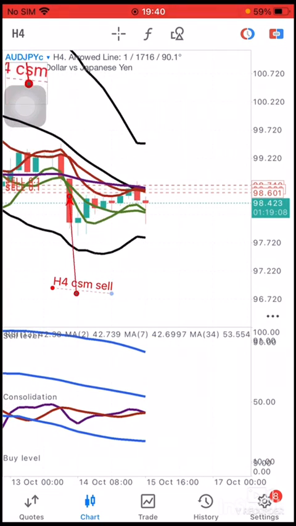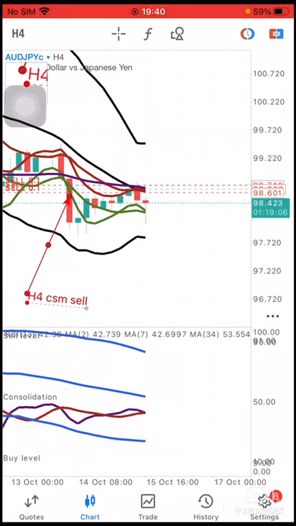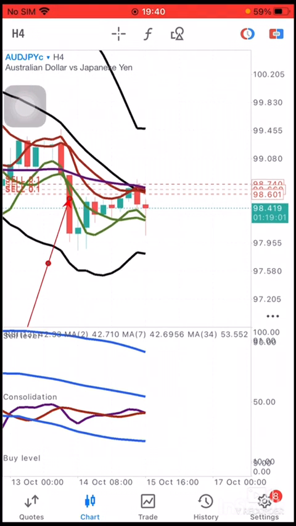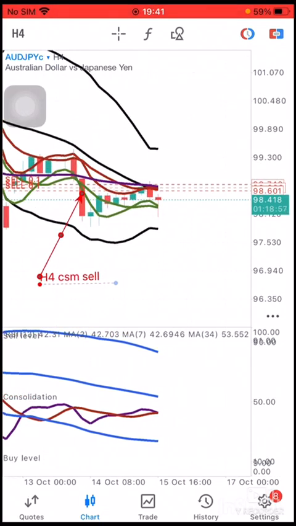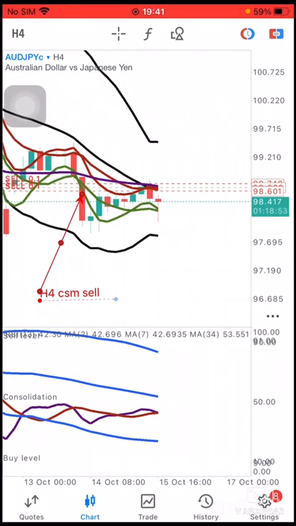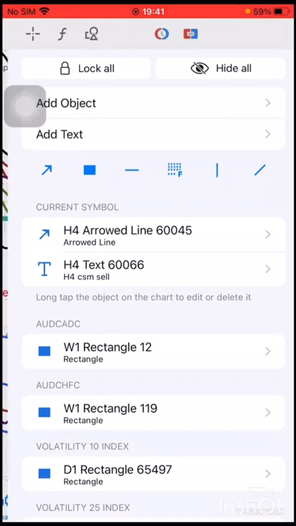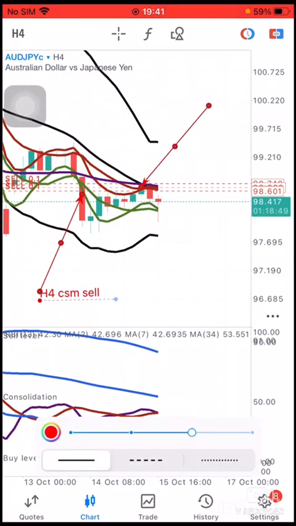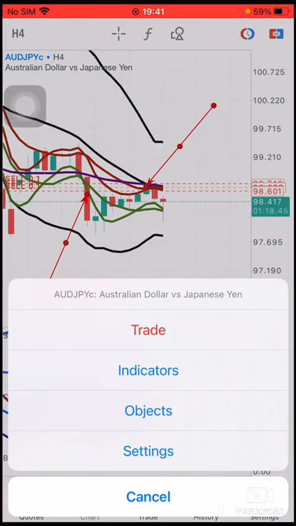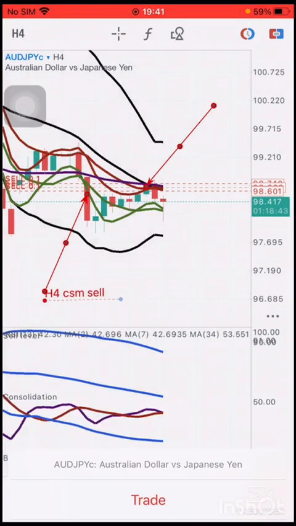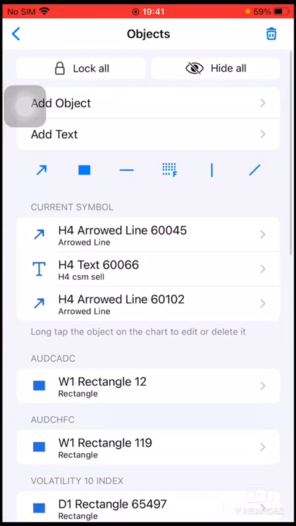Okay, let me dive it down here. So place it here. So this is H4 CSM sell. The H4, that's the candle showing H4 CSM sell. So the reentry is around here. So this is the reentry for it.